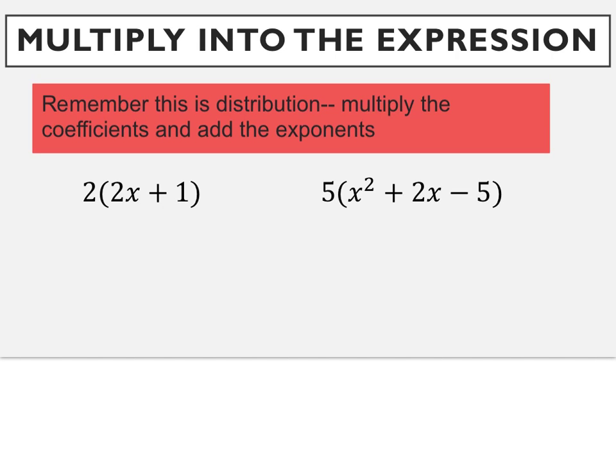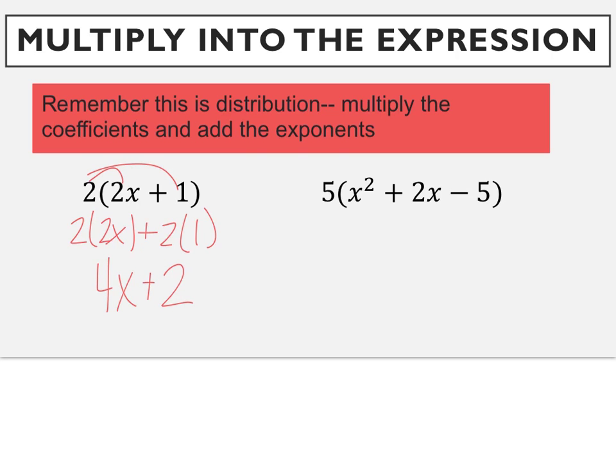Okay, so I had to make a couple changes here. So we're going to multiply into the expression. So remember, this is distribution. Multiply the coefficients and add your exponents. Here I'm just multiplying 2 into 2x plus 1. So again, when I go to do this, that's just going to look like 2 times 2x and 2 times 1. So that's going to give me 4x plus 2.